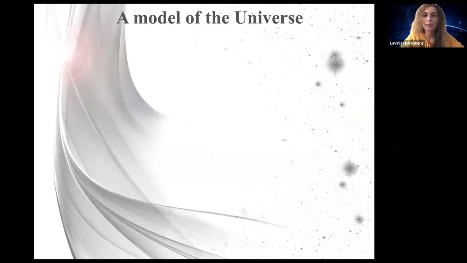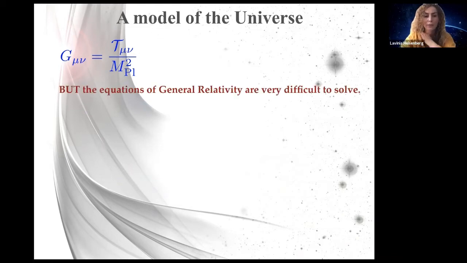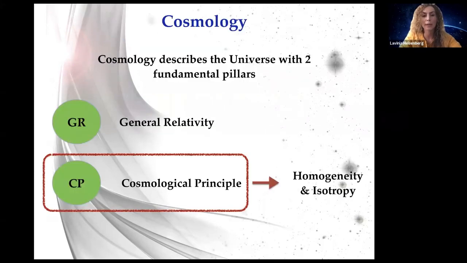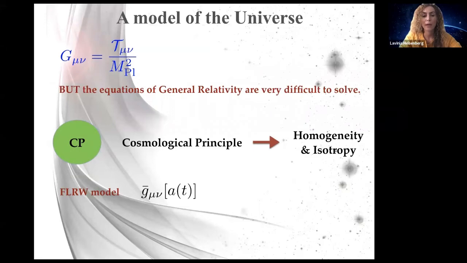All right, so then whatever your interpretation is of gravity, I would like to model the universe, right? So I have to build a model of the universe. I essentially have to solve Einstein's field equations, G mu nu equals T mu nu, where now this T mu nu represents all the matter fields. But the equations of general relativity are very difficult to solve. So you need to have some fundamental assumptions, and there our second pillar comes into play, the cosmological principle, namely that the universe is homogeneous and isotropic. With the help of this cosmological principle, I can then find exact solutions to Einstein's field equations.